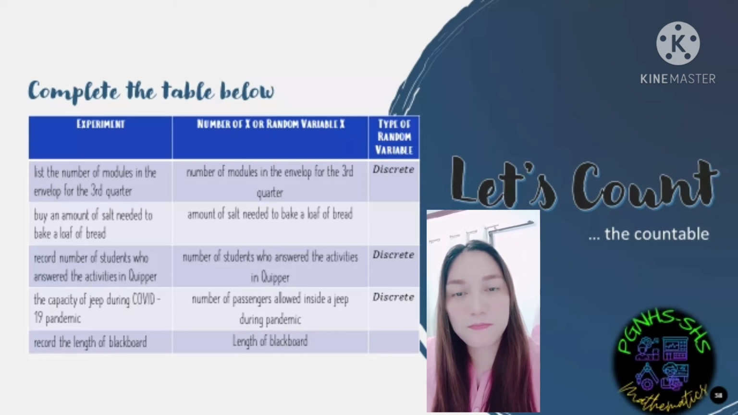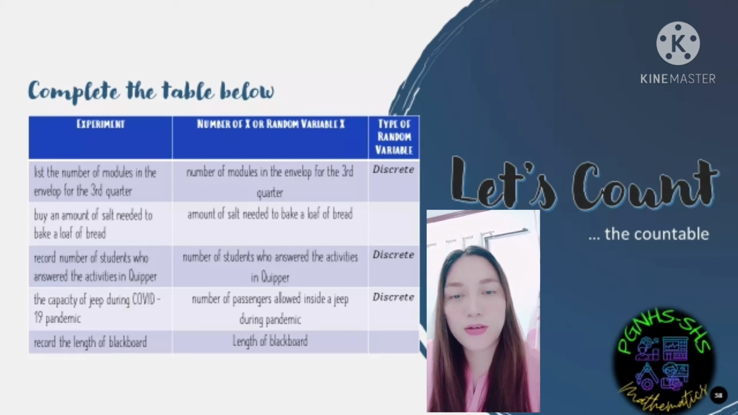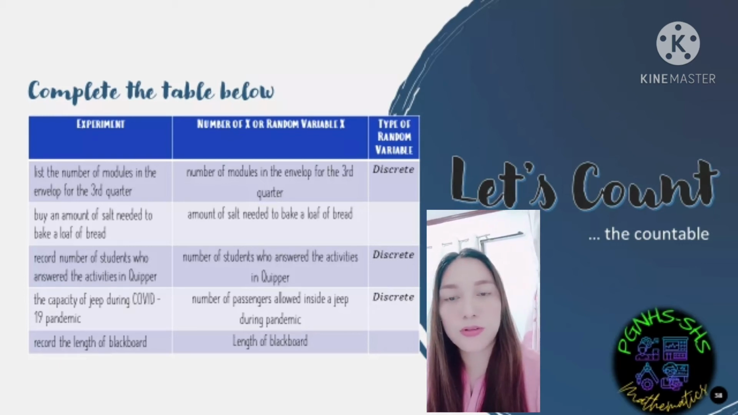We call them discrete random variable. What can you say about the experiment that is not countable? How will you quantify the random variable? For experiments 2 and 4, they are not countable, but we can quantify them by measuring. They are measurable. Therefore, you call the type of random variable continuous random variable.